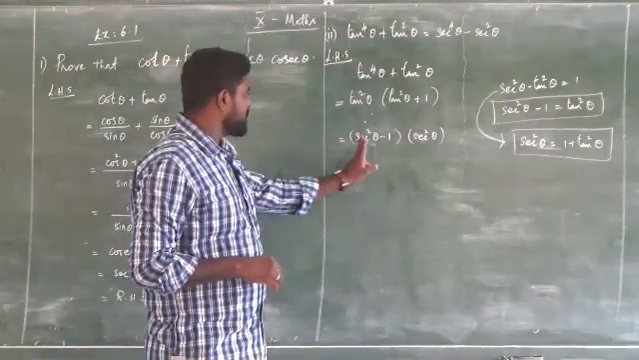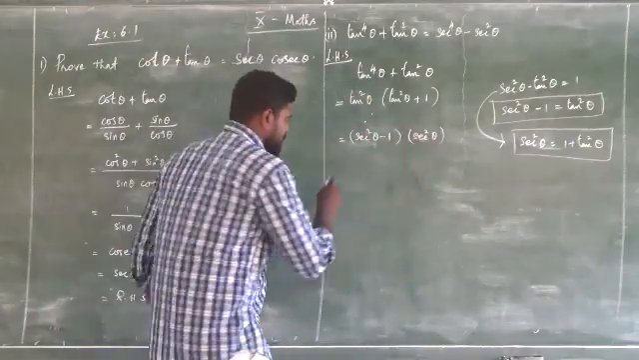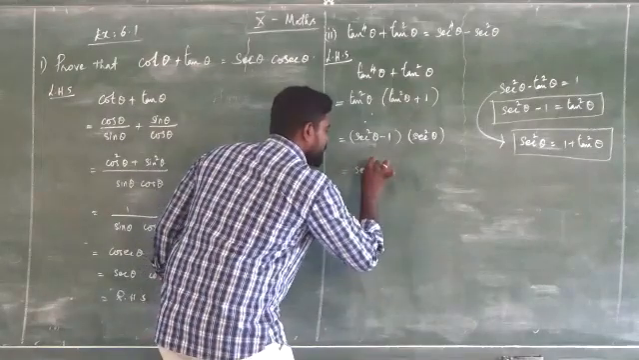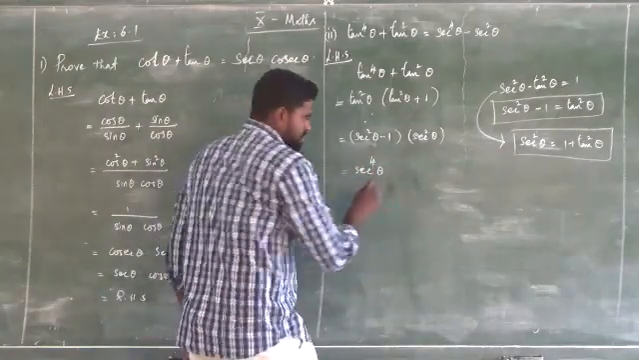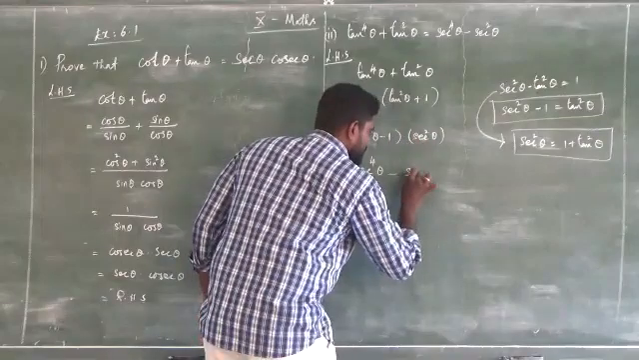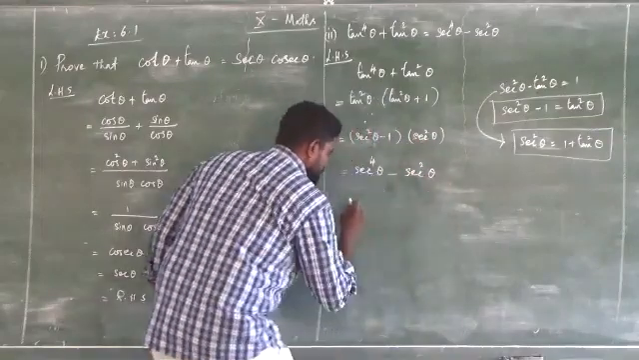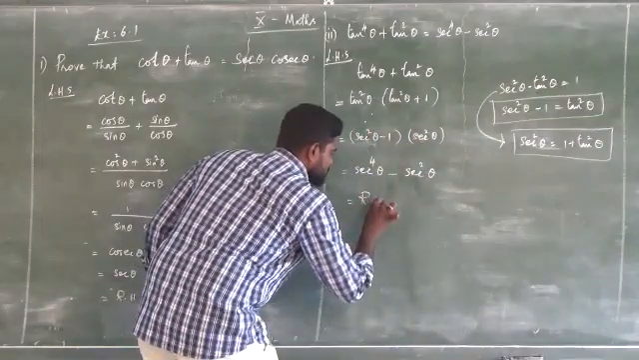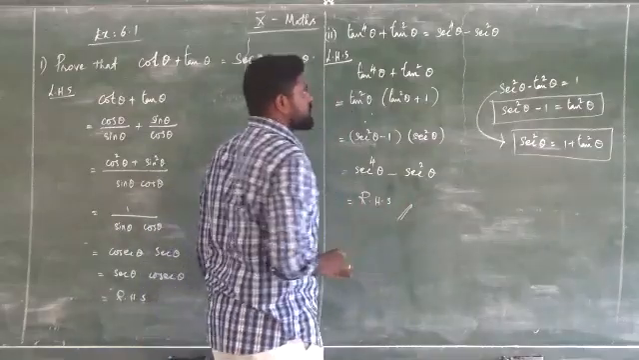So instead of 1 plus tan square, I can write secant square theta. If we multiply secant square into secant square minus 1, it becomes secant power 4 theta minus 1 into secant square, it is minus secant square theta. That is your RHS. So hence the proof.